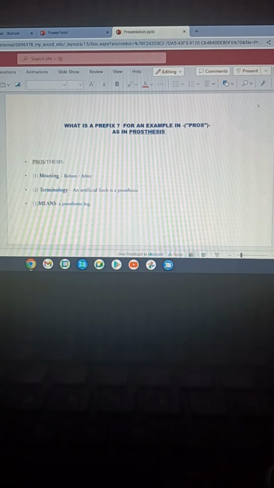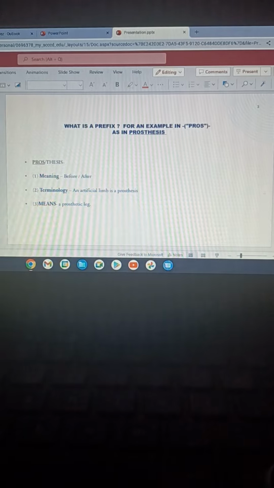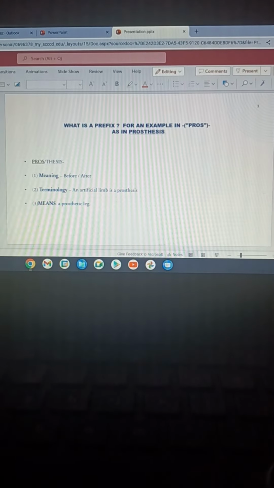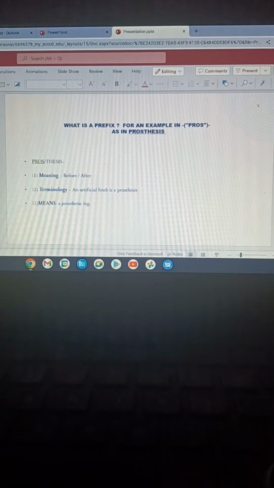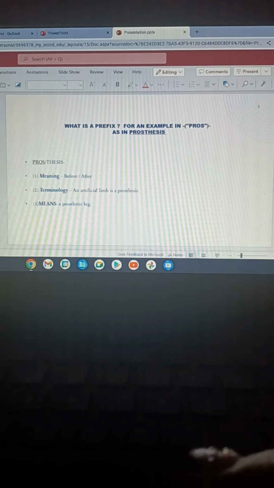So, what is a prefix? For an example, in prosthesis, it's the PROS because it's the beginning of the word, and its meaning is before and after. The terminology is the artificial limb, and it also means prosthetic leg.